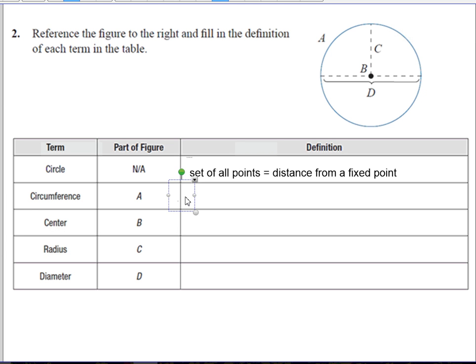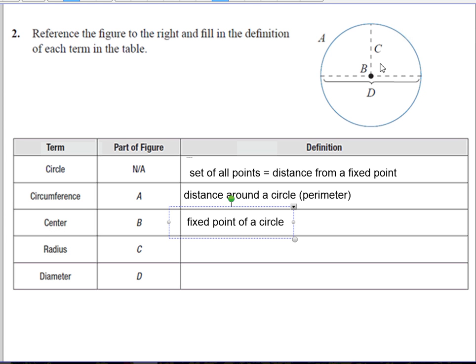The circumference of a circle is the distance around the circle, which with other shapes we call that the perimeter. And they label that as A up here to show we're going around the outside. The center of a circle is that fixed point of a circle. And so sometimes it's drawn in there, usually it's not, but it's understood to be there. They've labeled it as point B for us.